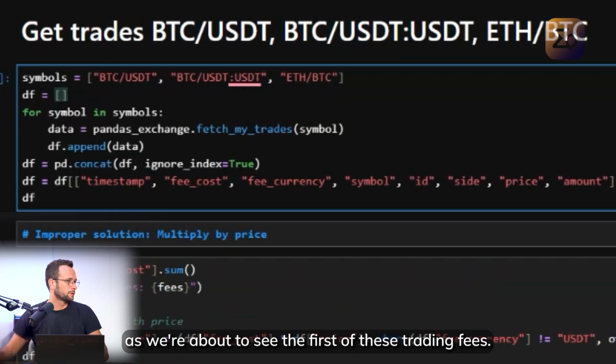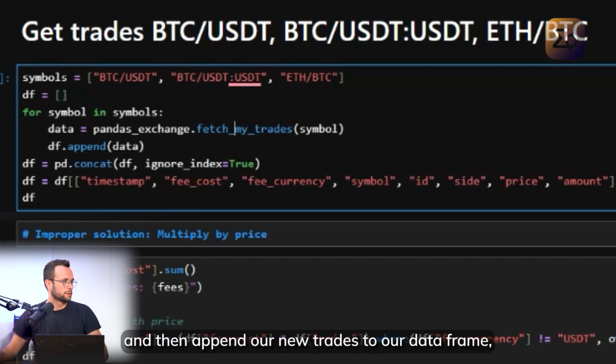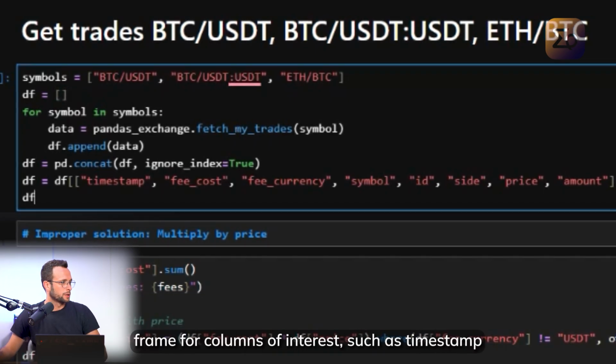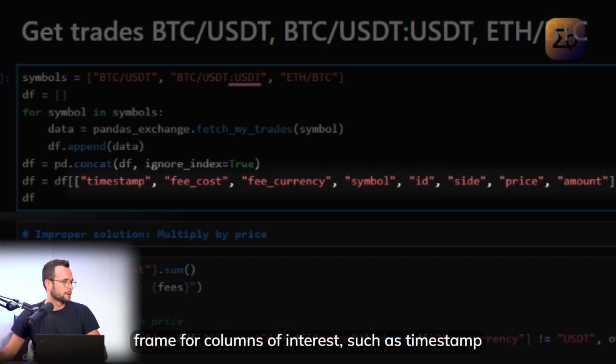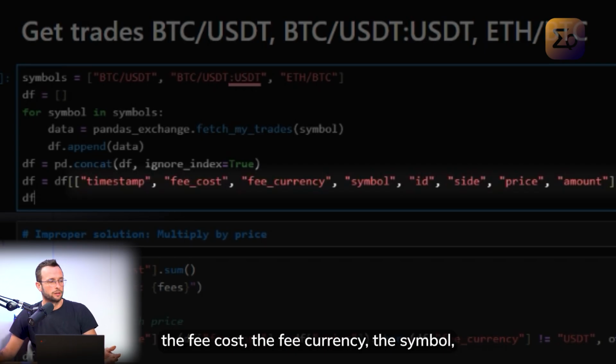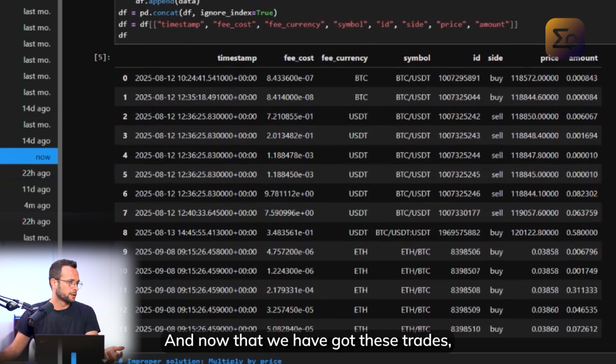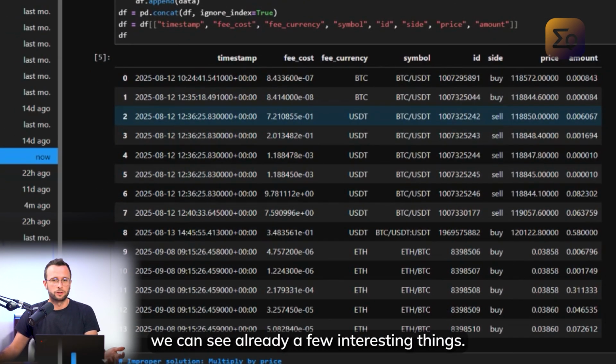To fetch these trading fees, we're going to loop over our various symbols through this for loop, and then append our new trades to our data frame. We're simply going to filter our data frame for columns of interest, such as timestamp, the fee cost, the fee currency, the symbol, the side of the trade, the price, and the amount. And now that we have got these trades, we can see already a few interesting things.